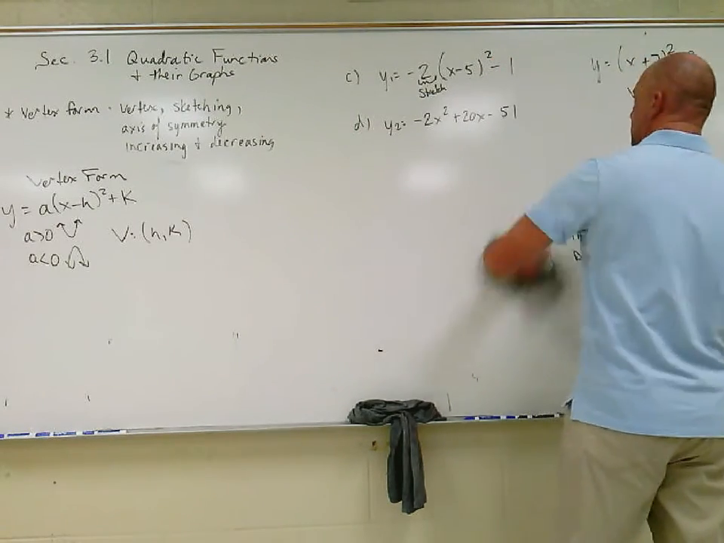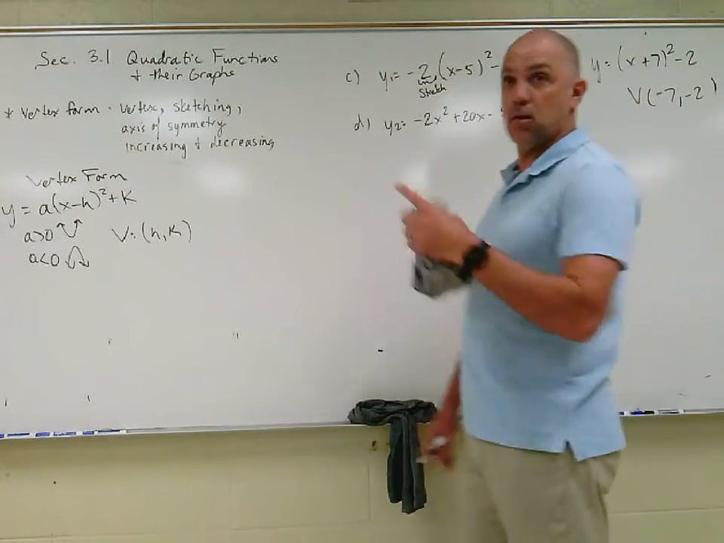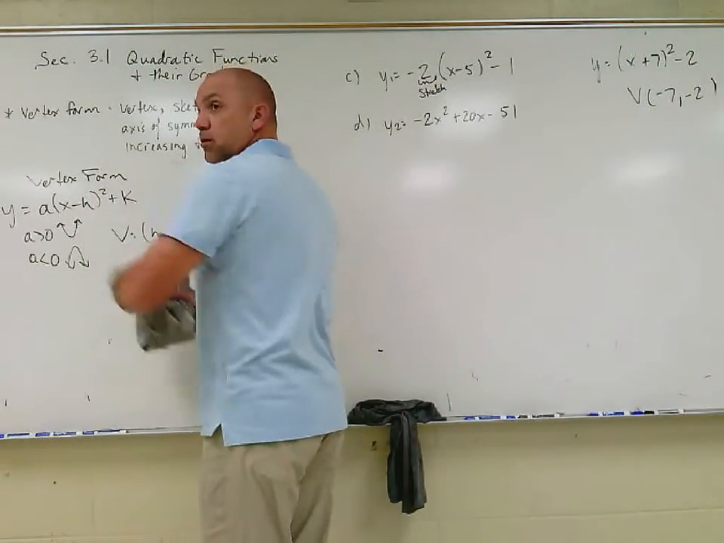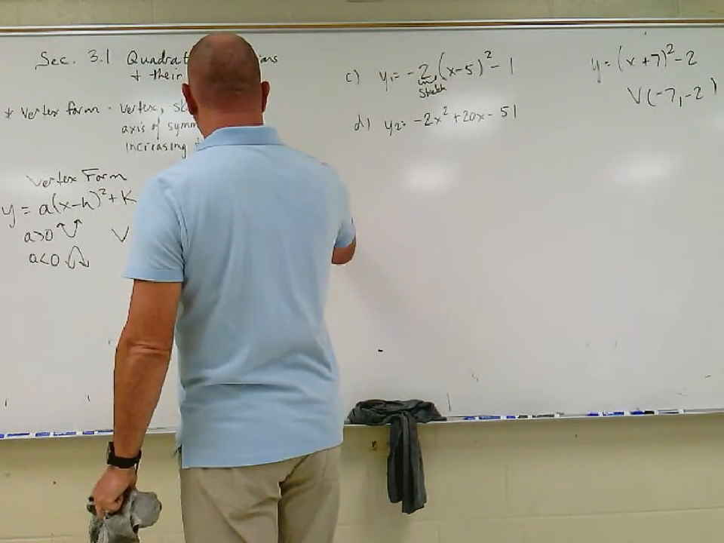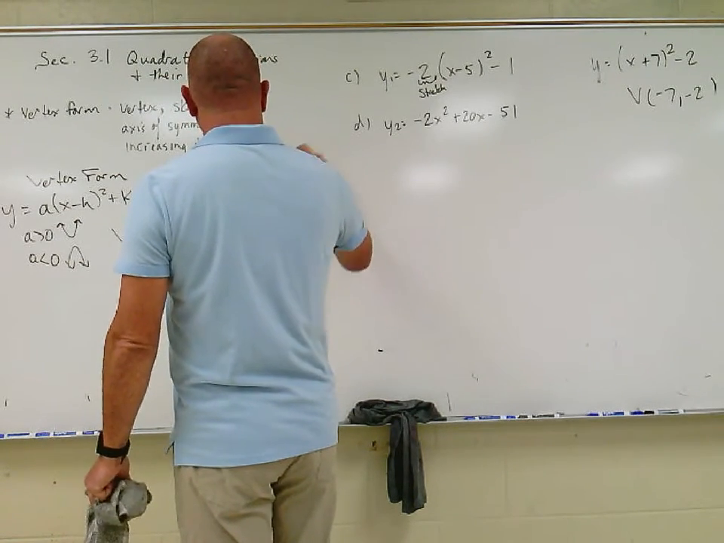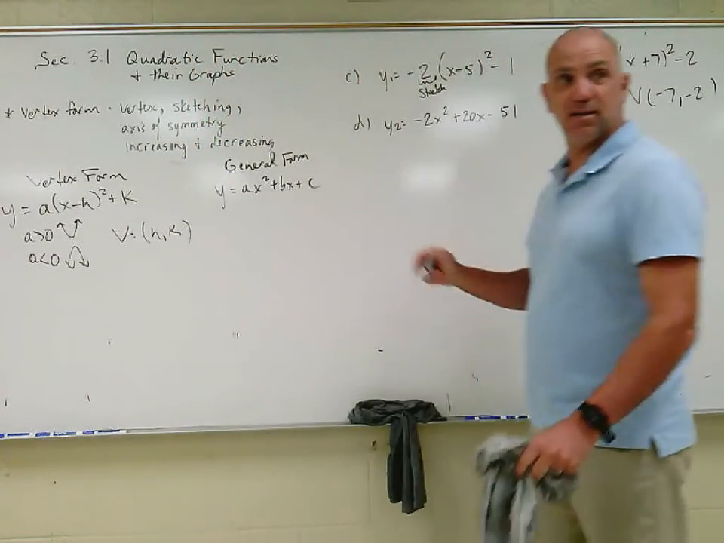Now we'll talk about this. So there's two ways that we write a quadratic. One is in this form. The other way is what we call general form, which I just did. Ax squared plus bx plus c, where it's expanded like this.